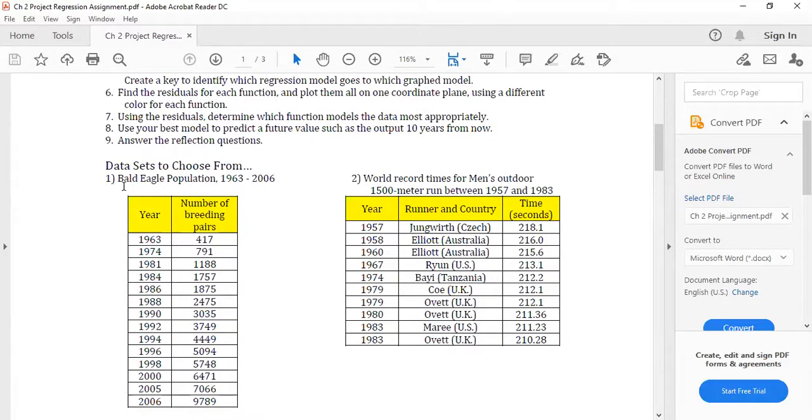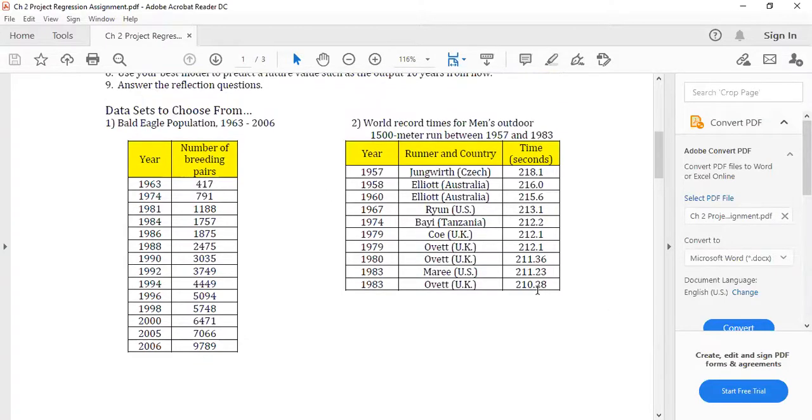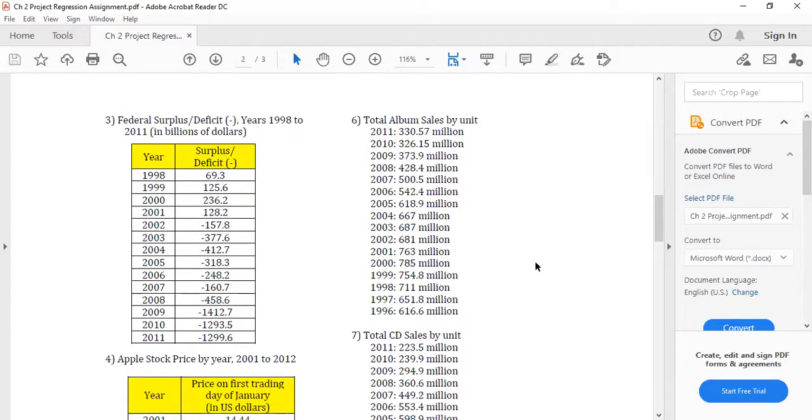So you can choose to do the bald eagle population from 1963 to 2006. There's the world record times for men's outdoor 1,500-meter run between 1957 and 1983. Don't choose number 2. This is the one I'm going to do an example of. So you cannot choose number 2. Please make a note of that. You cannot choose number 2 to work with because I'm going to do that as an example.